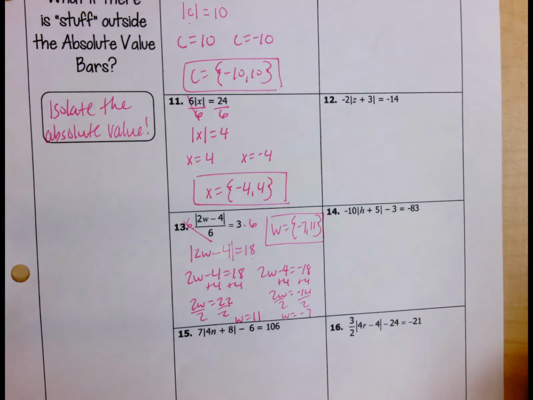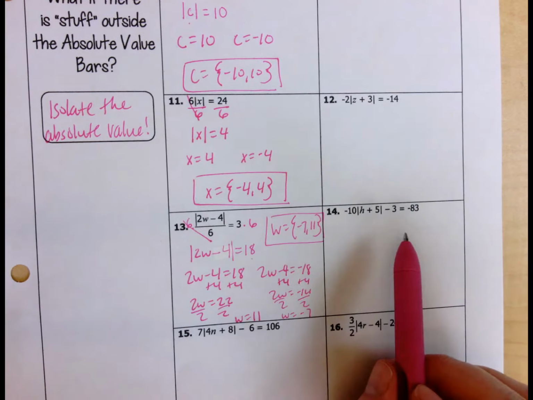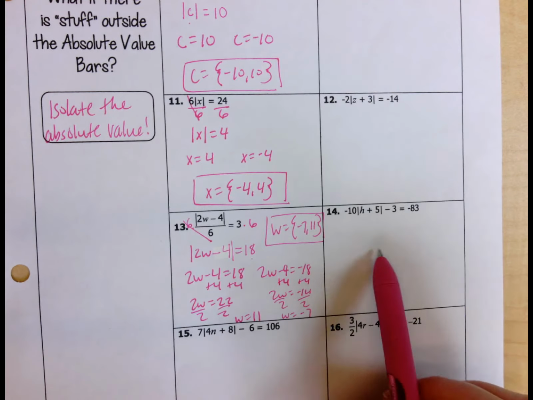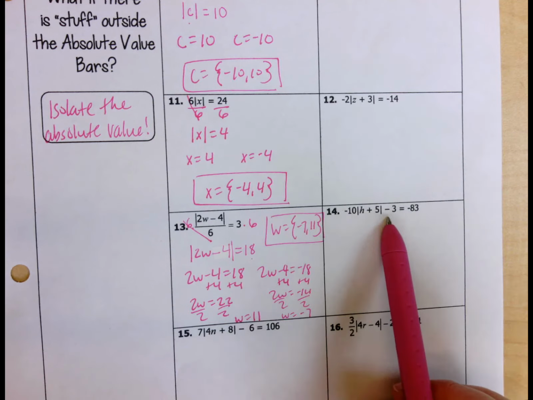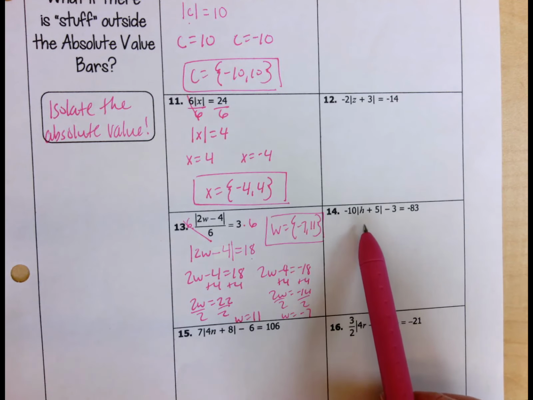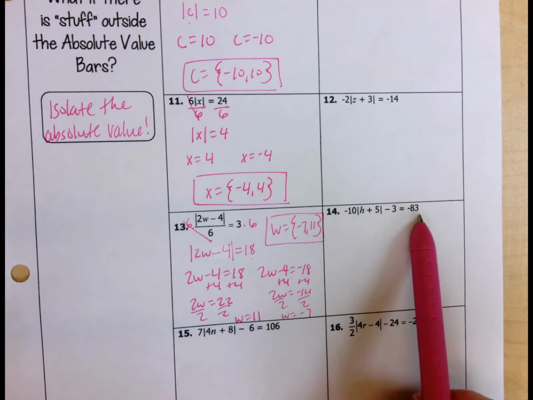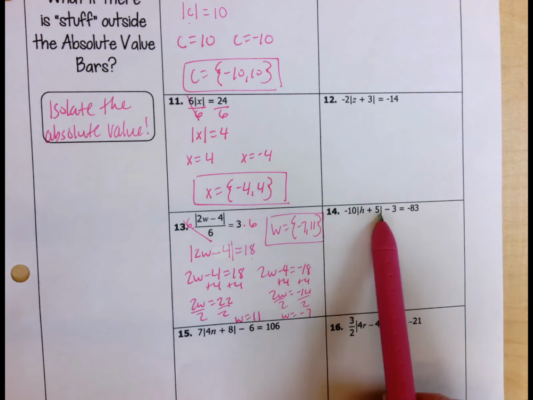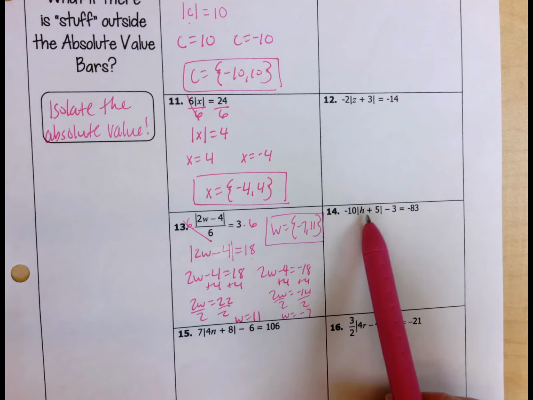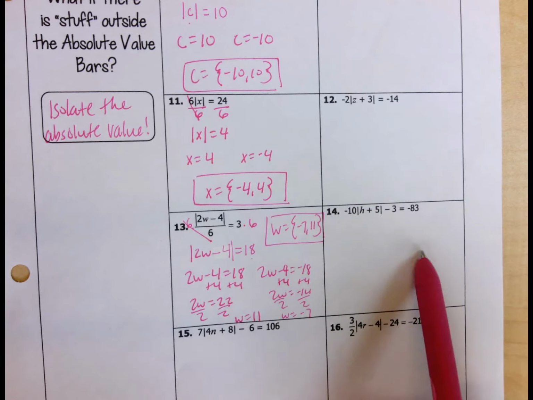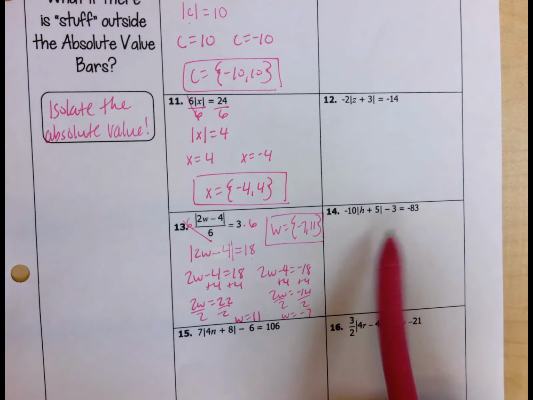Okay, so same process as before. You're going to do the same thing on this one. Got a couple extra steps. We're multiplying by negative 10, but then we're subtracting 3. So to undo this one, pay close attention. On number 14, you're going to add the 3 over. You're going to divide by the negative 10. Then your absolute value will be isolated, and you can create your 2 equations. Okay, so be careful on that one.